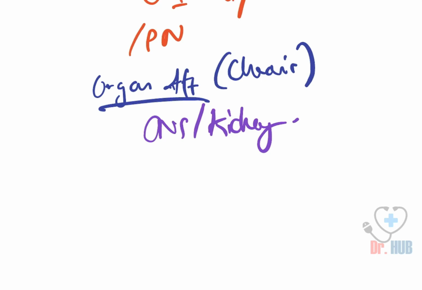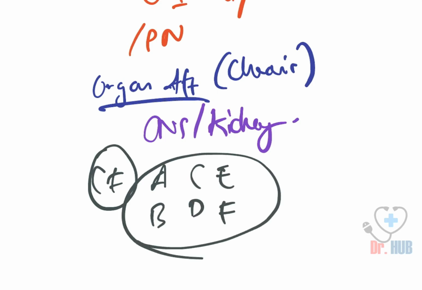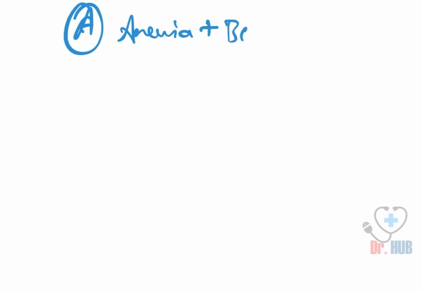So now we are going to find the characteristic findings, that is the clinical features of lead poisoning. The mnemonic here is A, B, C, D, E, F. So we'll be seeing each one of them. What does A stand for? A stands for anemia with basophilic stippling.